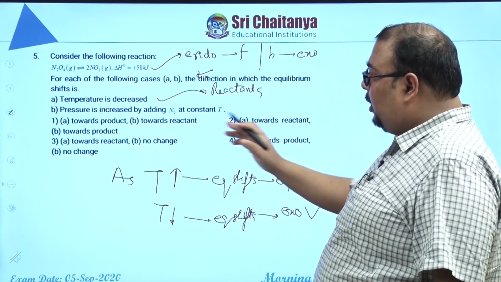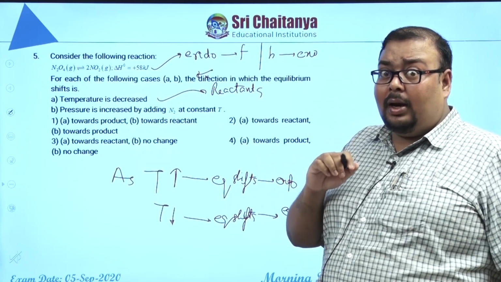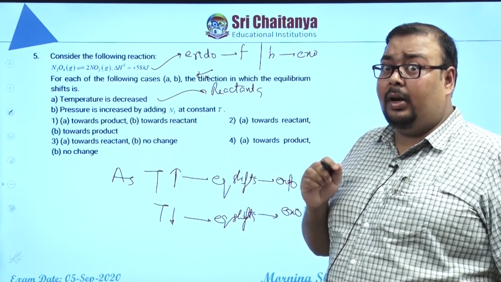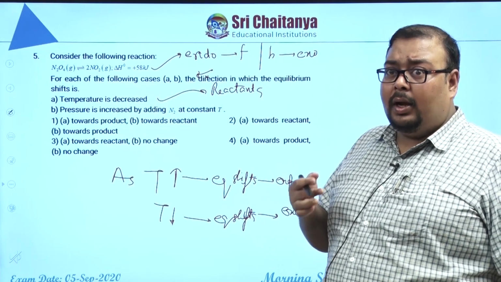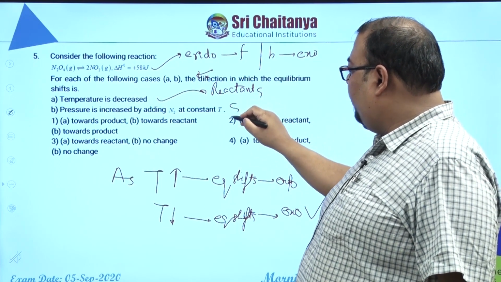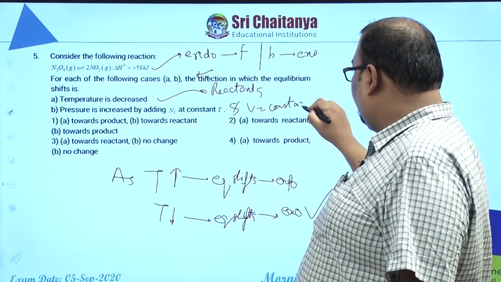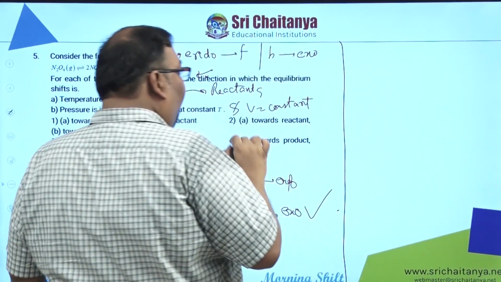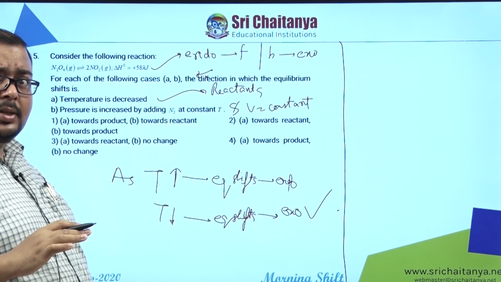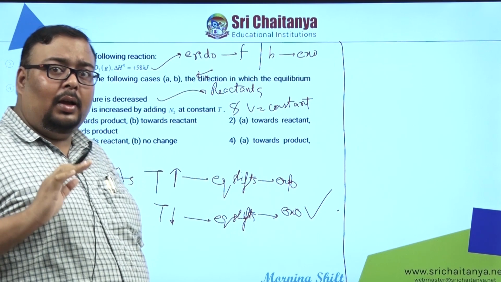Second part says that pressure is increased only by adding N2 at constant temperature. Now you see here the reason for increase of pressure is not change in volume. The reason for increase in pressure is because of addition of inert, non-reactive gas. So in this case, along with constant temperature, volume will also be constant. Okay, now you see, if you are adding inert non-reactive gas in an equilibrium at constant volume, there will be no effect on the equilibrium.